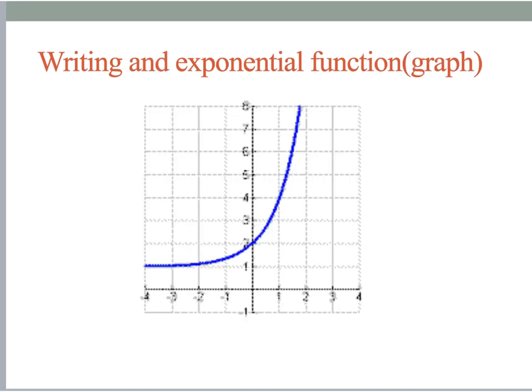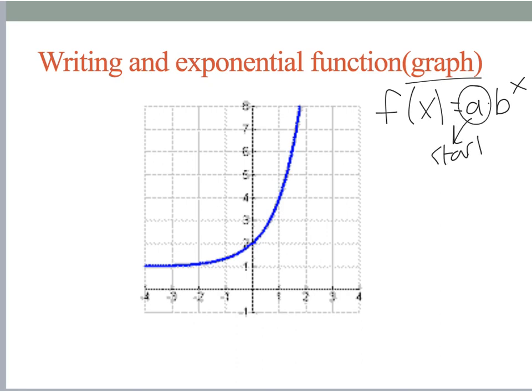All right, and lastly, we have to be able to look at a graph and figure out what the exponential equation is that we're looking at. So again, I have to think about f of x equals a times b to the x. Now A, remember, is our start. So that's our y-intercept on our graph. If you imagine, that's right here. And what is that value? That value is 2. So A has to be equal to 2.